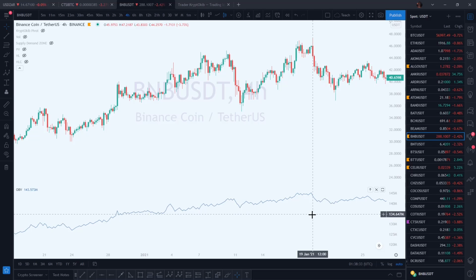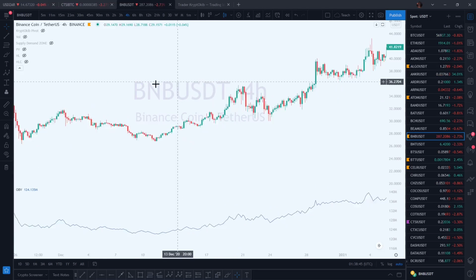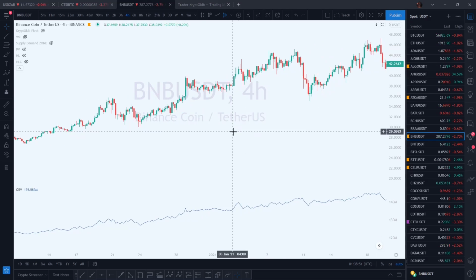So how do you want to use this? It is to spot divergence. Divergence is the key here. So let's see if we can get to see a divergence. There were some trades where we spotted divergence on RSI and co. I think it was here.